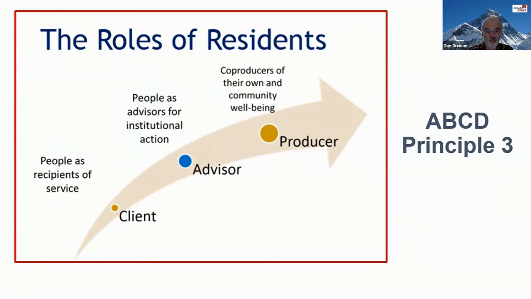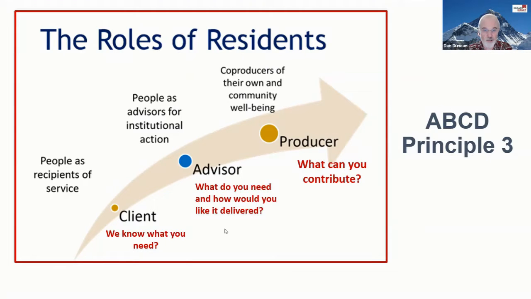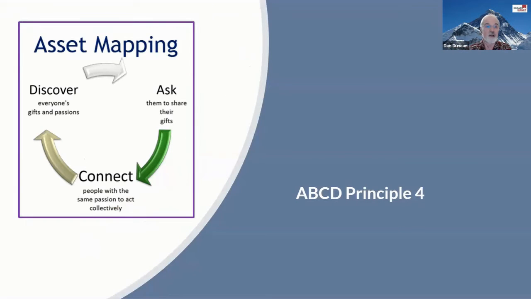And then also people as advisors for institutional action. Sometimes we put together advisory committees, but that's typically to advise institutional action rather than helping them get involved. The third role is that of a producer, a co-producer of their own and their community's well-being. In that case, we ask the new question, not what do you need, but what can you contribute? That's how we build the connections in a community, by understanding the right role that people can play. So now, asset mapping.